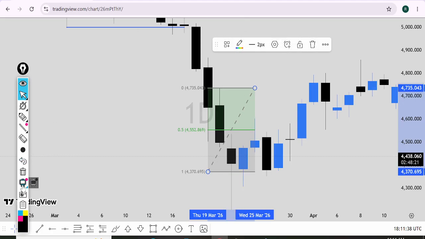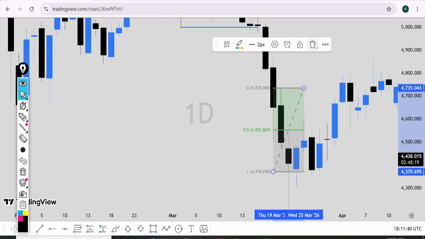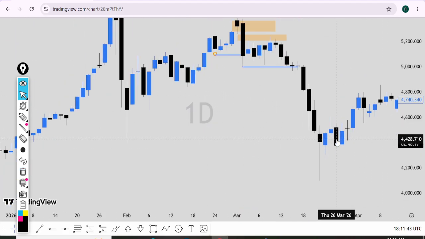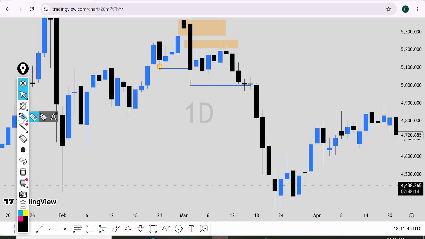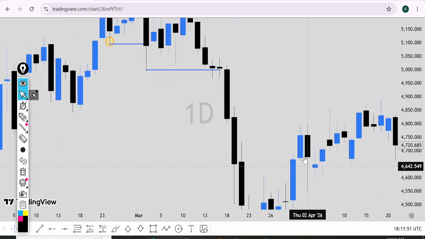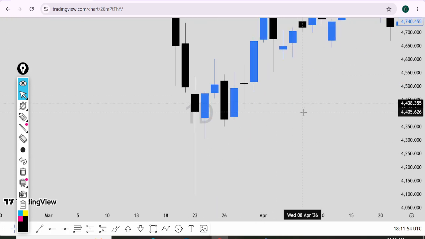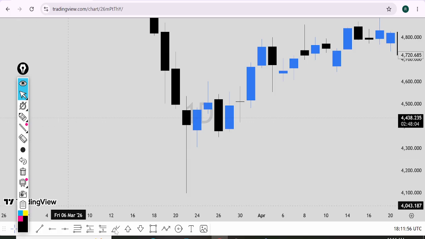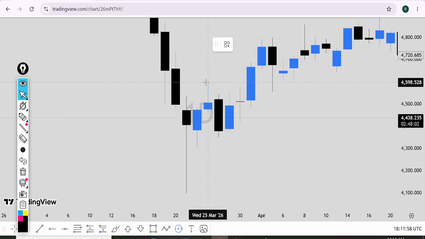Here again, the process continues. Here we got the last structure shift to the downside at this point. We have no structure shift to the upside. That's why our bias is still bearish. But what's next? Here you can see price has formed a swing high at this point. This is the last swing high, and this is the last swing low price has formed.